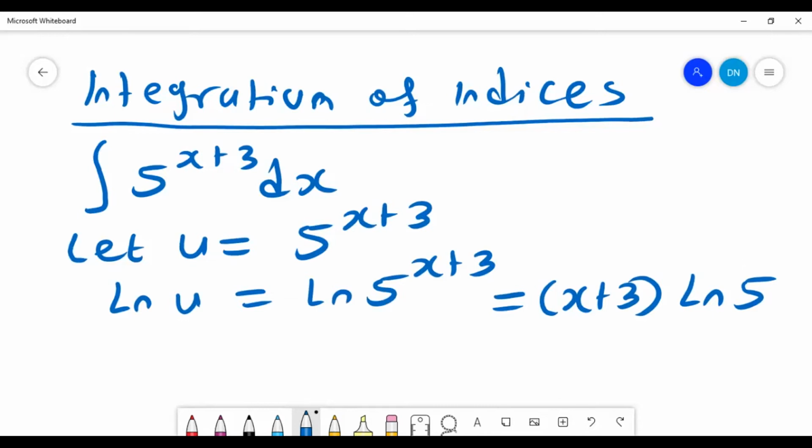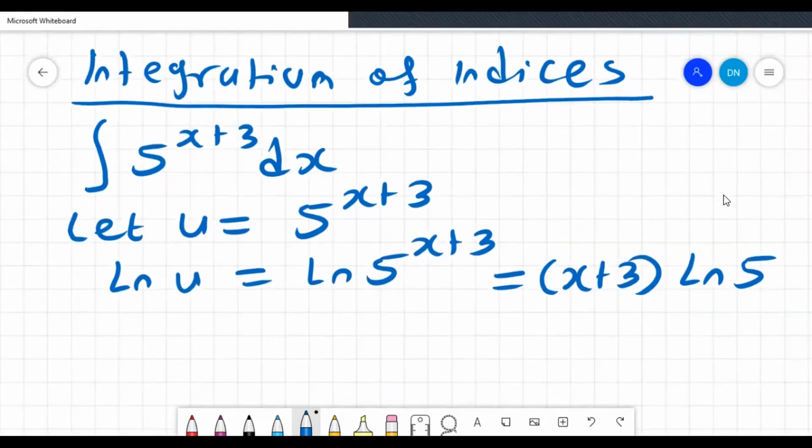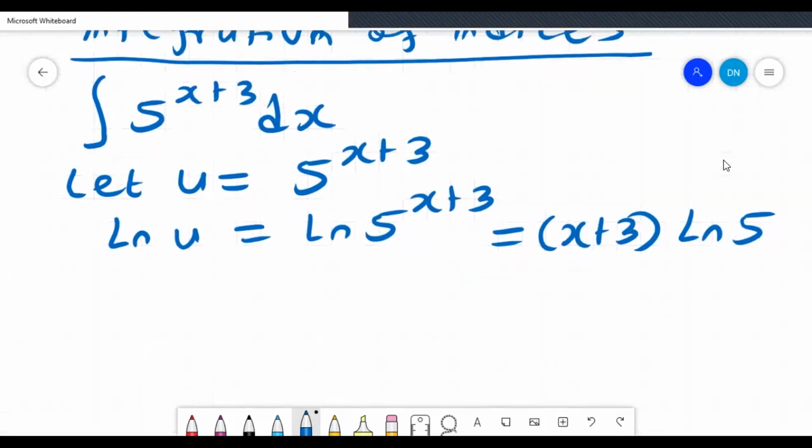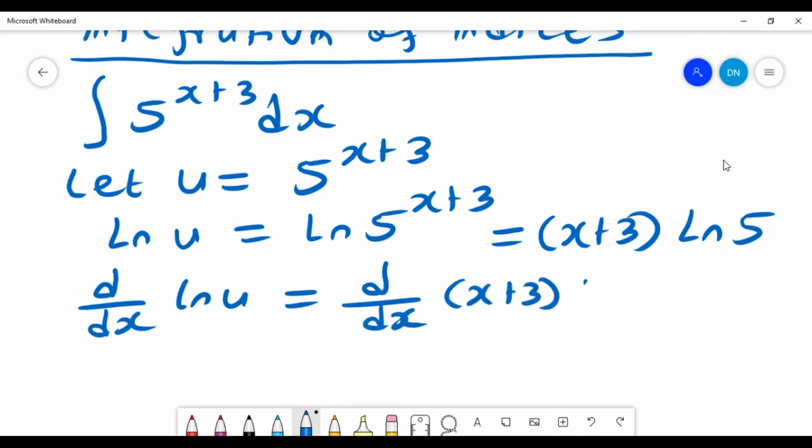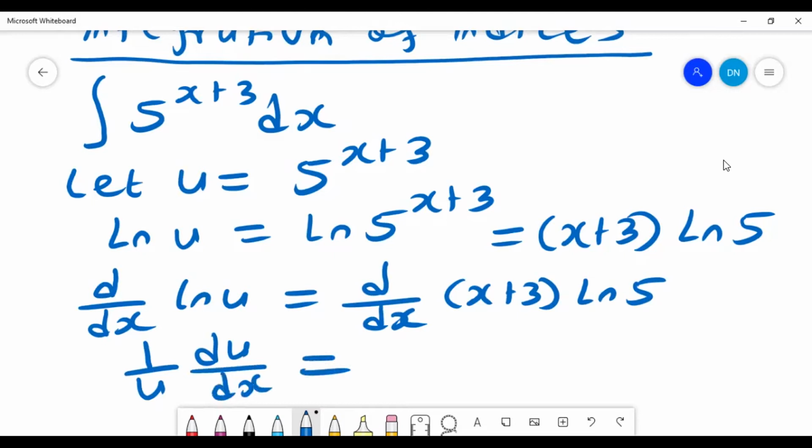Then from there, what do I do next? I want to substitute, because now I've introduced u in place of x. I want to introduce du in place of dx. So first of all, I'll differentiate this with respect to x. And you'll note that because u is not a variable similar to x, I'll introduce what we call implicit differentiation. So I'll get 1 over u du dx is equal to.